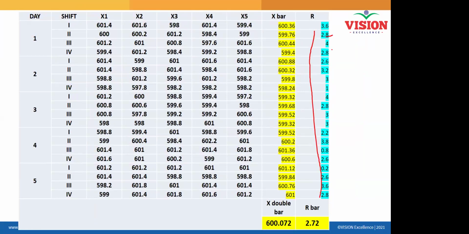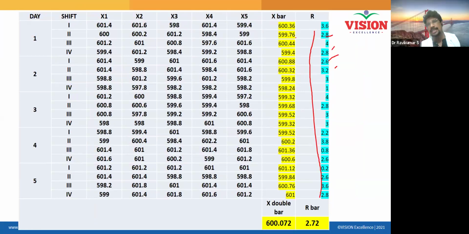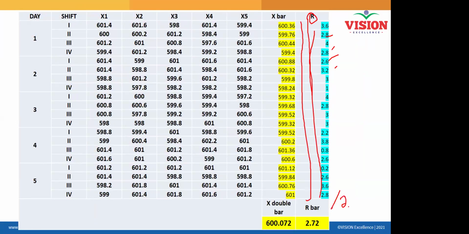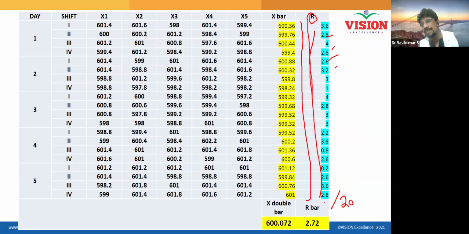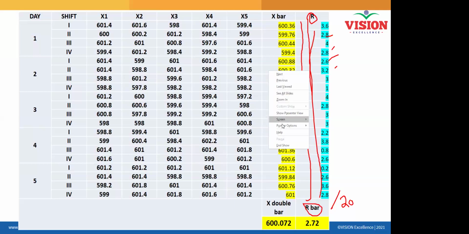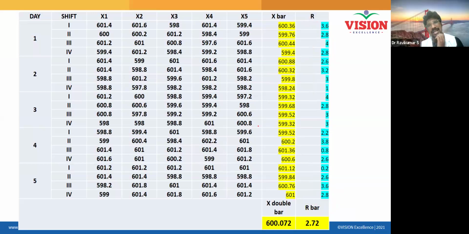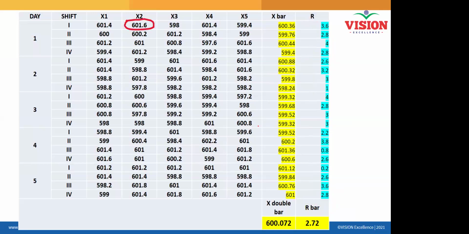So this comes around 2.84, 2.8, 2.6 like that. Now you add, this is R. Now you add all these 20 and divide by 20. Then it becomes the average of range. That is what we call R bar. Are we clear here? Vishal, are you clear? Yeah. Okay.